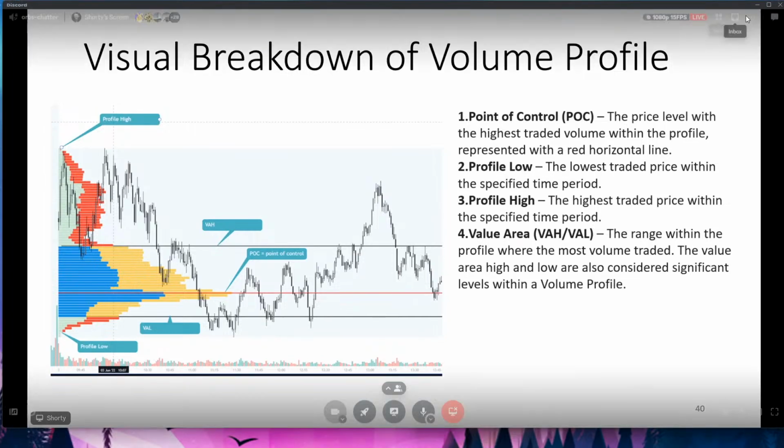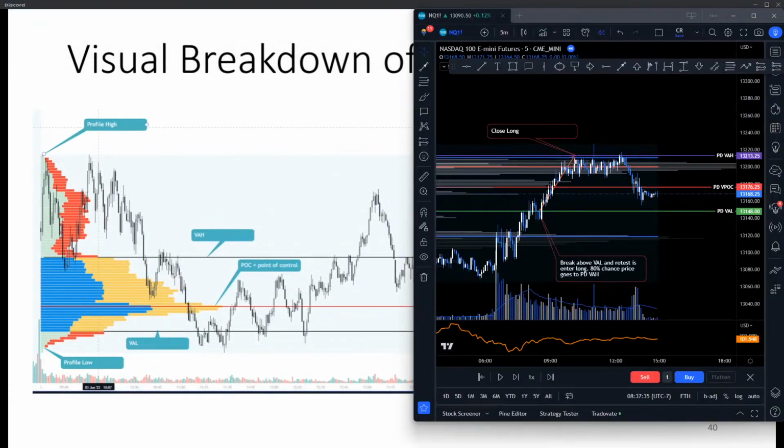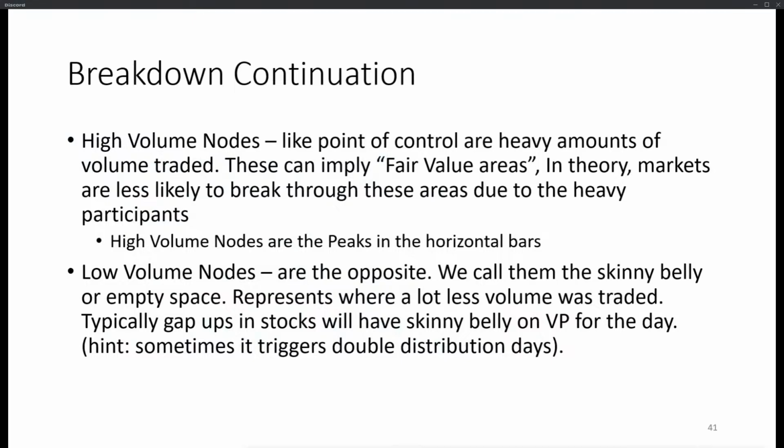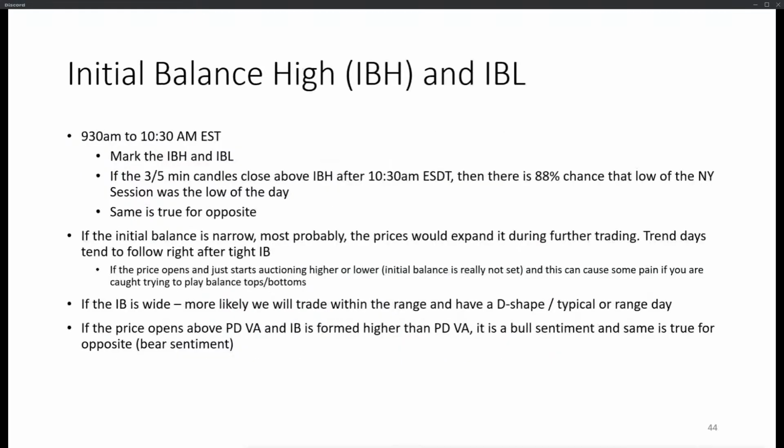This breaks down even more, adds all the components to it, not with the picture, right? Point, low, high, and then VAH, VAL. So yeah, should be okay with that. We covered low volume nodes, high volume nodes. This is your initial balance, high and low. Some of you guys might not be familiar with that.